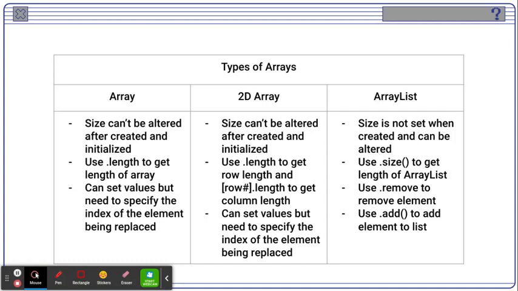For array and 2D arrays, you can set values, but you need to specify the index that the element is being replaced, because initially everything is set to null depending on the data type. For ArrayLists, you can use .remove, .set, or .add to alter the list.